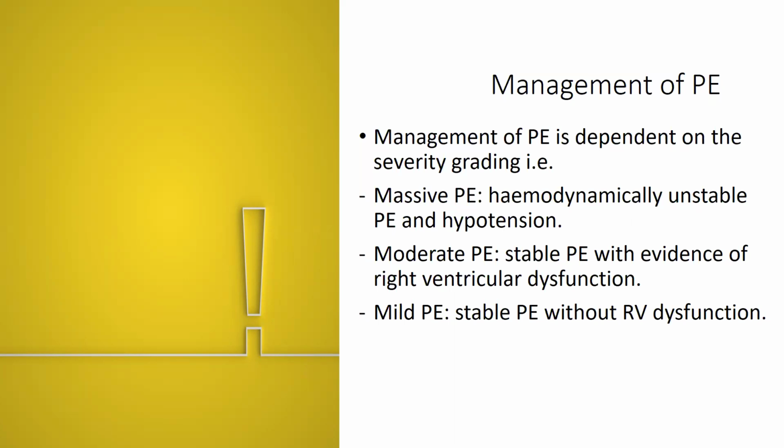For patients with massive PE, these are patients who are hemodynamically unstable and there's evidence of hypotension. The two patients we saw in a clinical scenario had massive PE, all right, with hemodynamic compromise.